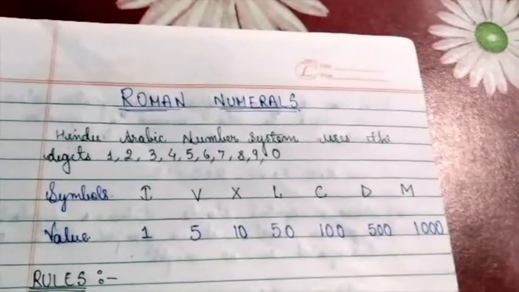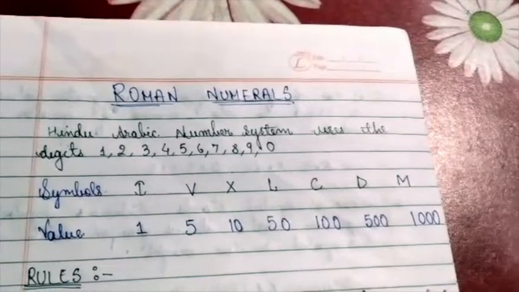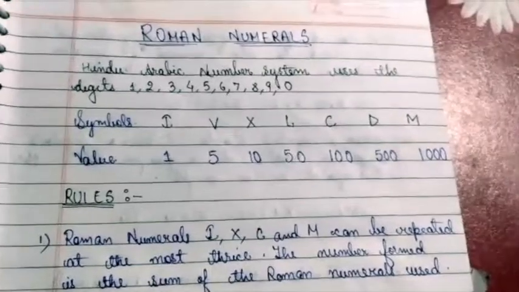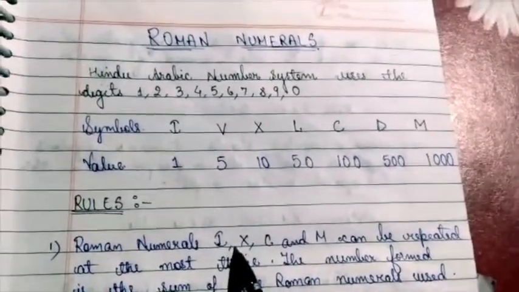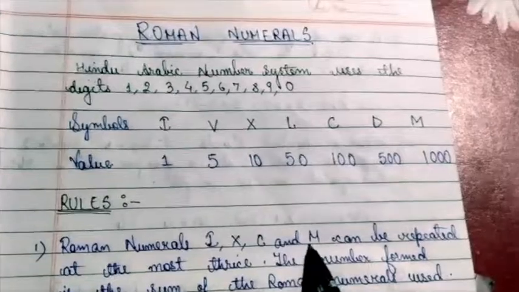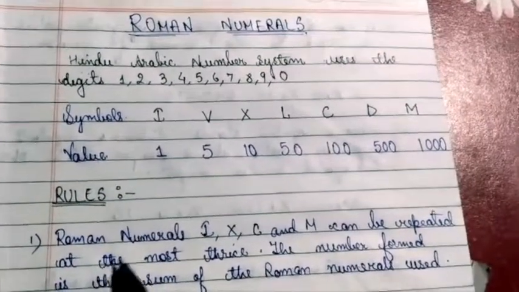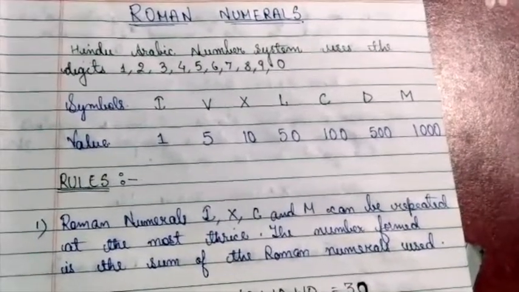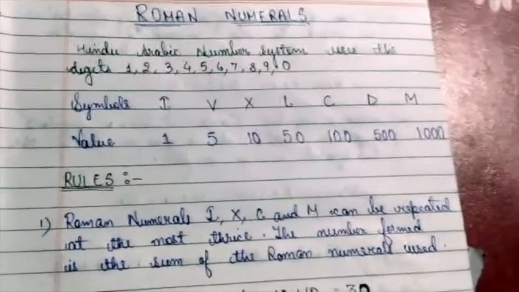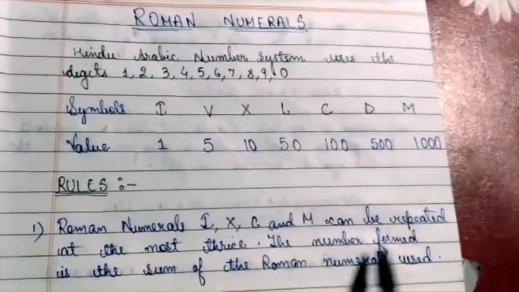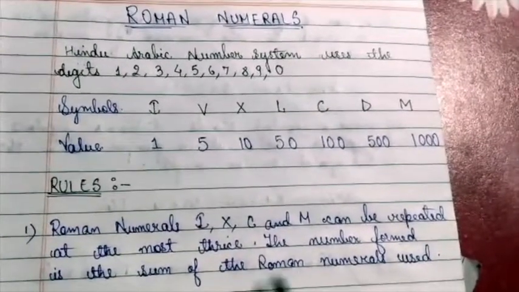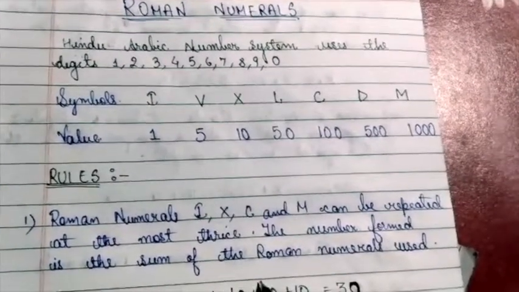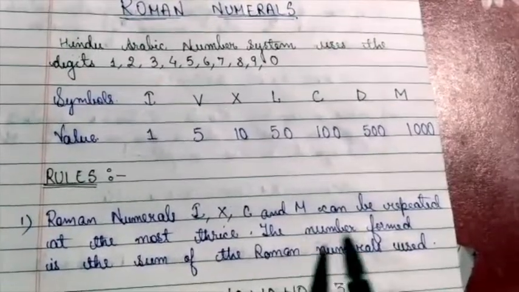Now there are certain rules we have to follow while writing the Roman numerals for a number. What is the first rule? Roman numerals I, X, C and M can be repeated at the most thrice. Like these numerals can be repeated at most 3 times, not more than that. And the number formed is the sum of the Roman numerals used.